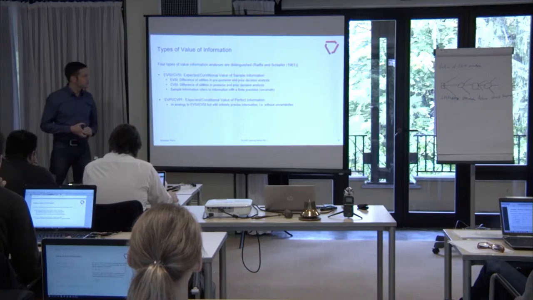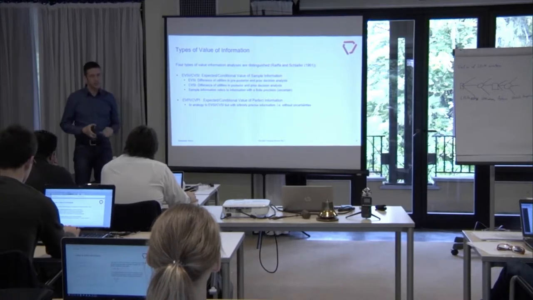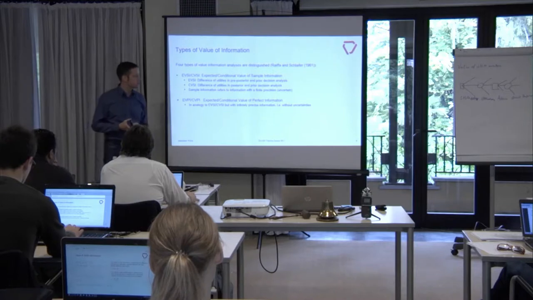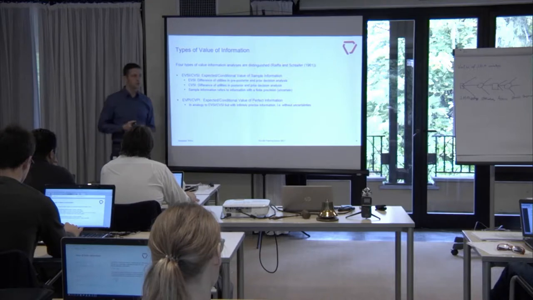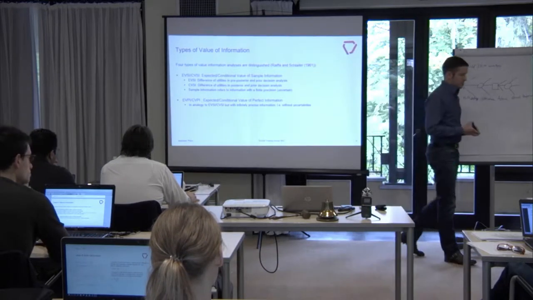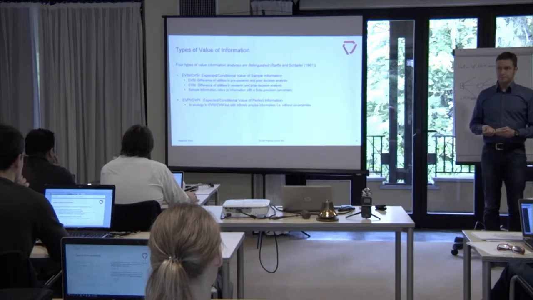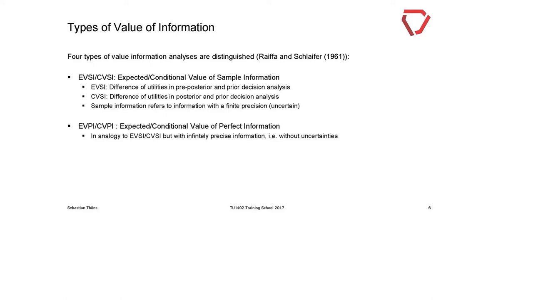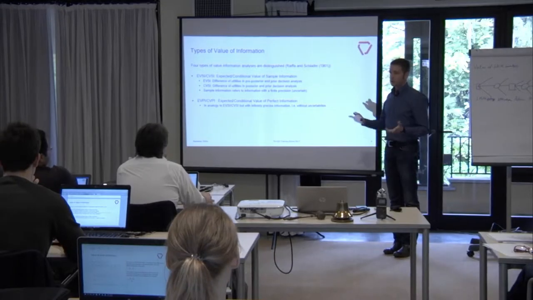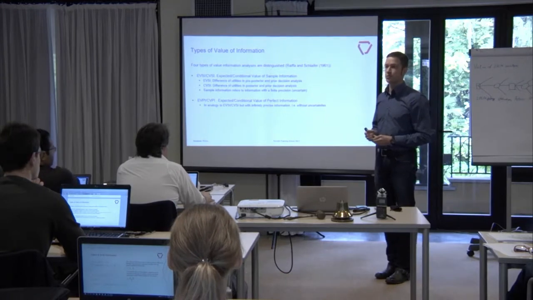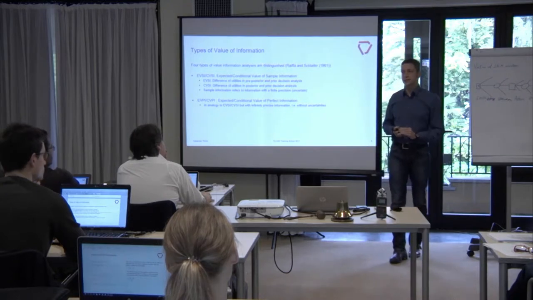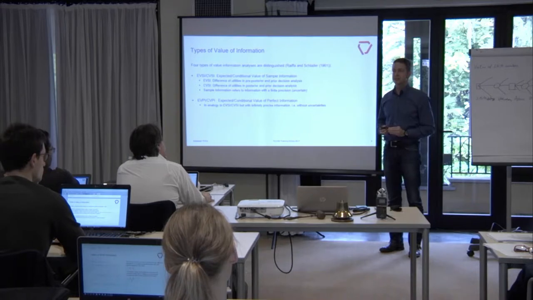Another distinction, which is in the textbook of Raiffa and Schlaifer, is between sample and perfect information. Perfect information is infinitely precise information, so we have no uncertainties associated with the information. Where could it be useful to calculate the perfect information? What do we get if we calculate the perfect information? Yeah, we are optimizing, this is right. We get boundaries. Exactly what boundary? The maximum. Yes, we get an upper boundary of the expected utility gain, or the expected benefit gain.